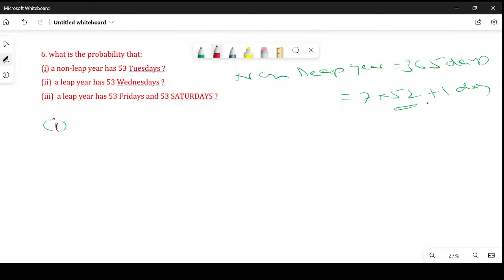Coming to solving the first problem, non-leap year: we have 1 extra day. They are expecting 53 Tuesdays, but we have 52 weeks. So 52 weeks contain 52 Tuesdays, we know that. Definitely 52 weeks contain 52 Tuesdays, right? I can consider 52 Tuesdays. Is it clear?